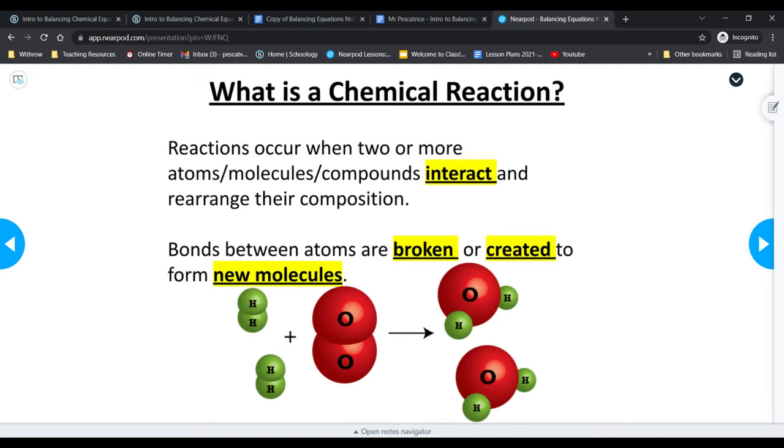So you can break atoms' bonds here. I'm going to be using this water one a lot. So you have H2 at the bottom and O2. When they combine, they break their bonds with each other and bond to the other atom. So you can see the green hydrogens bonded to the red oxygens. So they broke a bond and then created a new bond, which created something new. So that is what a chemical reaction is at the heart.